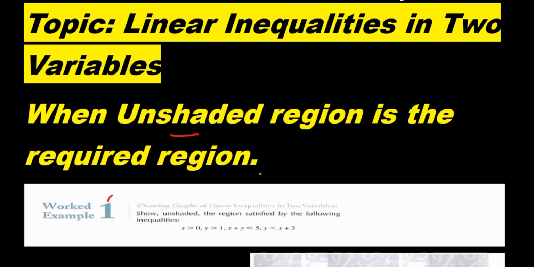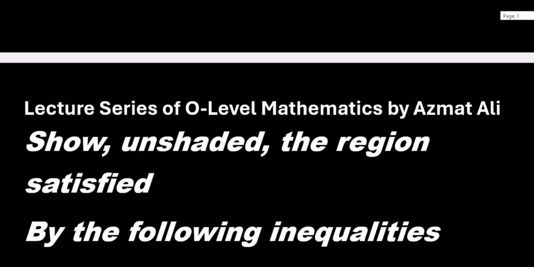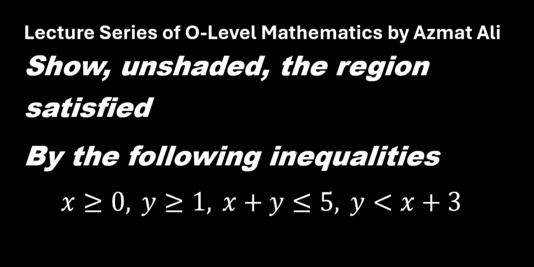This means we will shade the region that does not satisfy the inequality, and the remaining unshaded part will be our solution set. So, let us start the example properly. The problem is: show unshaded the region satisfied by the following inequalities. First inequality is x greater than or equal to 0. Second is y greater than or equal to 1. Third is x plus y less than or equal to 5. And the fourth one is y less than x plus 3.